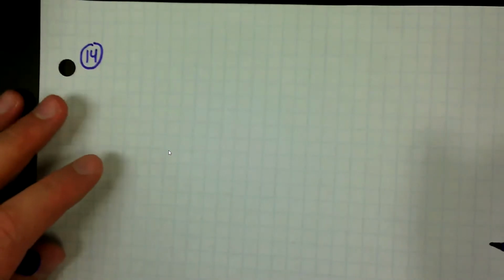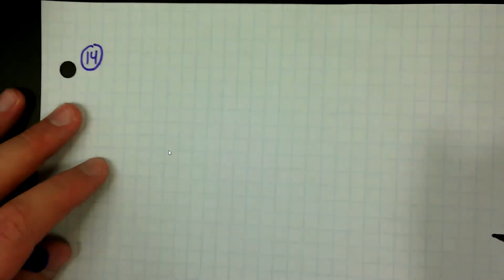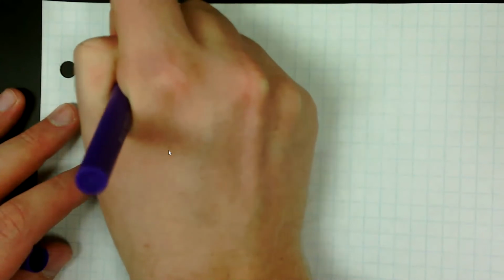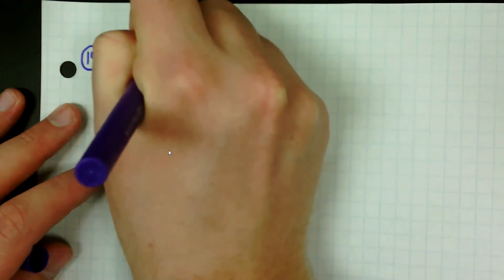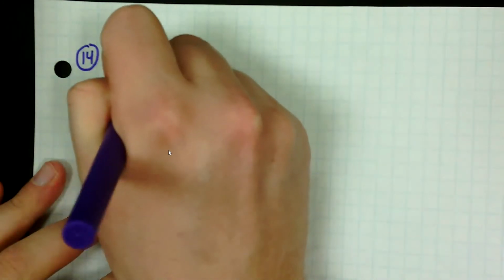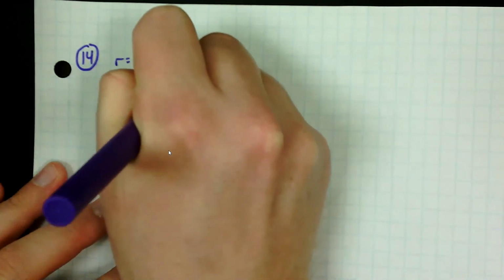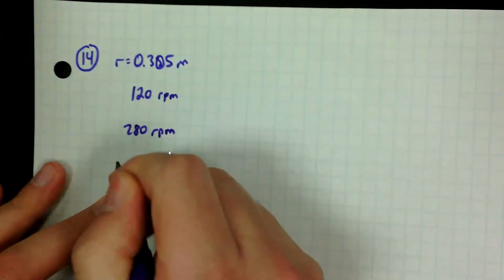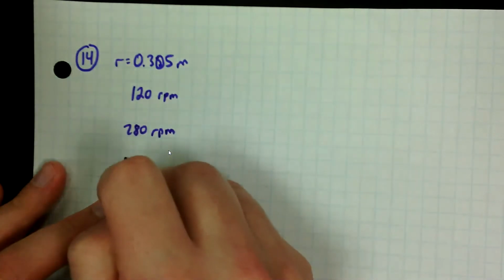All right, 14, a 61 centimeter diameter wheel. So really what that's telling me is a radius of 30 and a half centimeters, so 0.0305 meters. So a 61 centimeter diameter wheel accelerates uniformly about its center from 120 RPMs to 280 RPMs in 4.0 seconds.